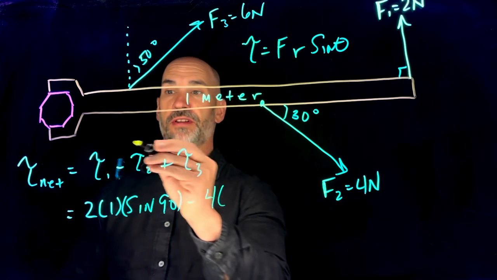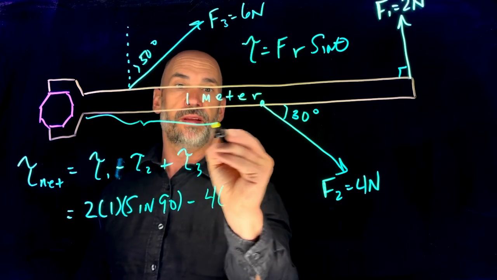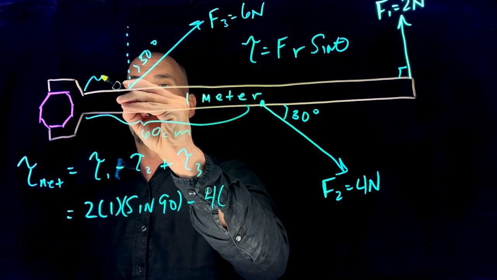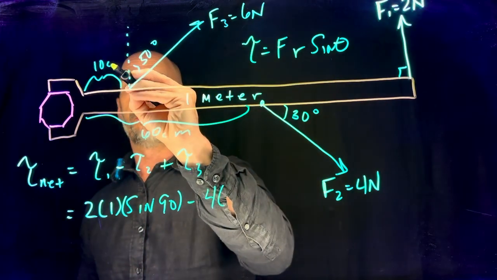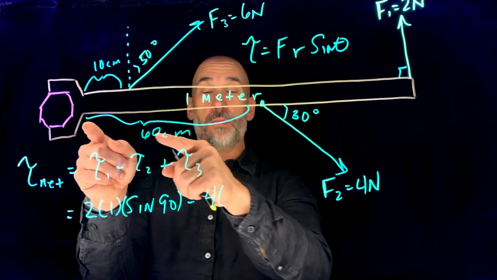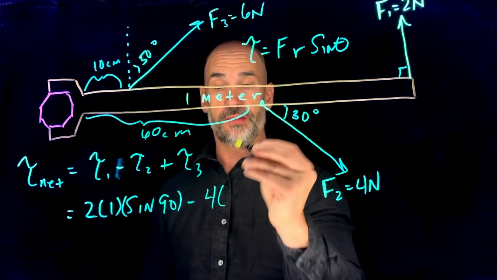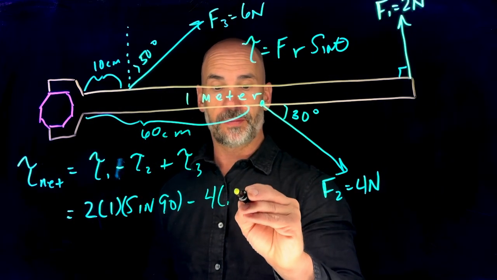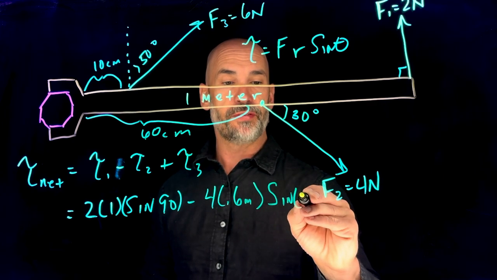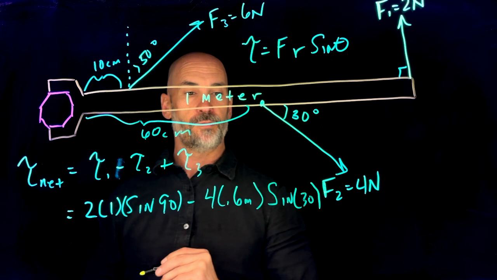Oh, and I didn't mention, this here is 60 centimeters, and this here is 10 centimeters. So R for F2 is going to be 0.6 meters, right? 60 centimeters is 0.6 meters, times sine of 30.